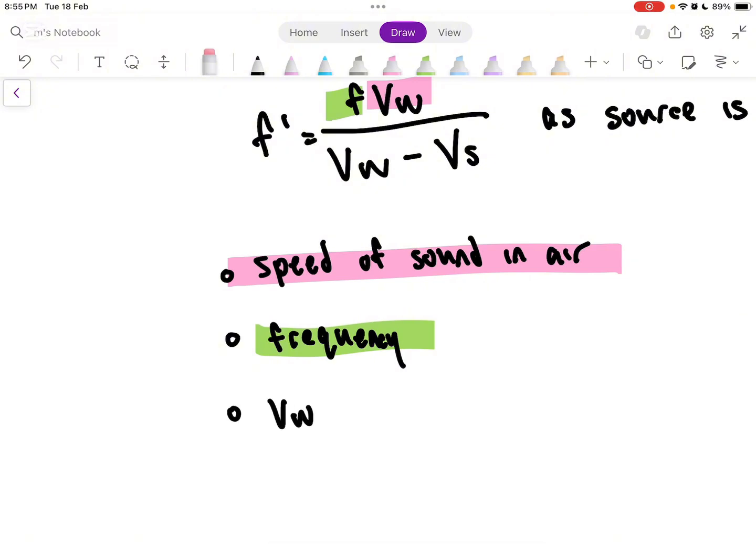The third one could be VW. Wait, no, it can't be VW. What am I doing? Okay, wait, sorry. I meant VS, I was meant to highlight that. VS could be blue. Why did I write VS here? Okay, VS is the speed of the police car, in this case. So, speed of source.